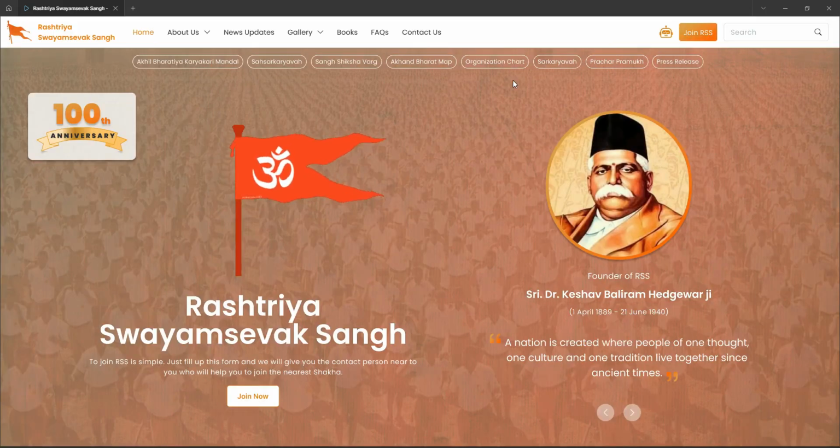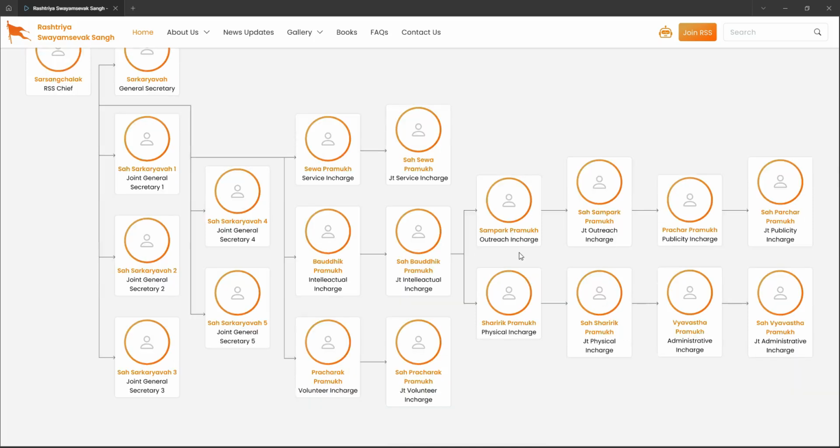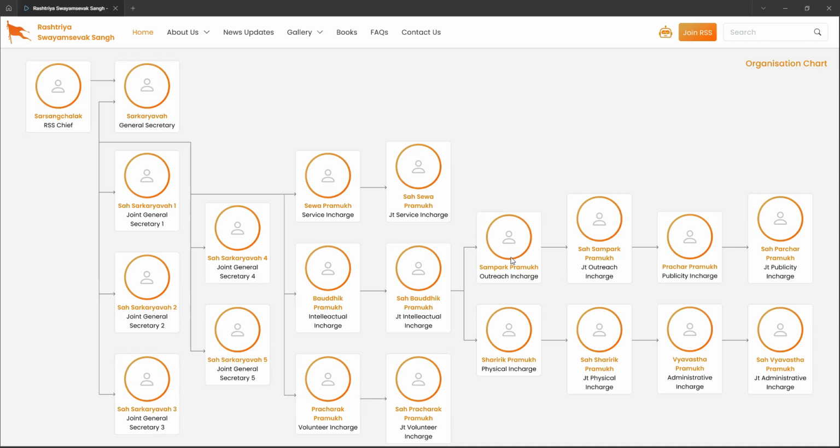Next, we discuss the RSS organization chart. The Rashtriya Swayamsevak Sangh has always followed a disciplined, structured leadership model. But until now, the previous website lacked a clear visual of this internal hierarchy. With the redesigned website, the introduction of the organization chart bridges that gap, offering transparency, clarity, and accessibility.